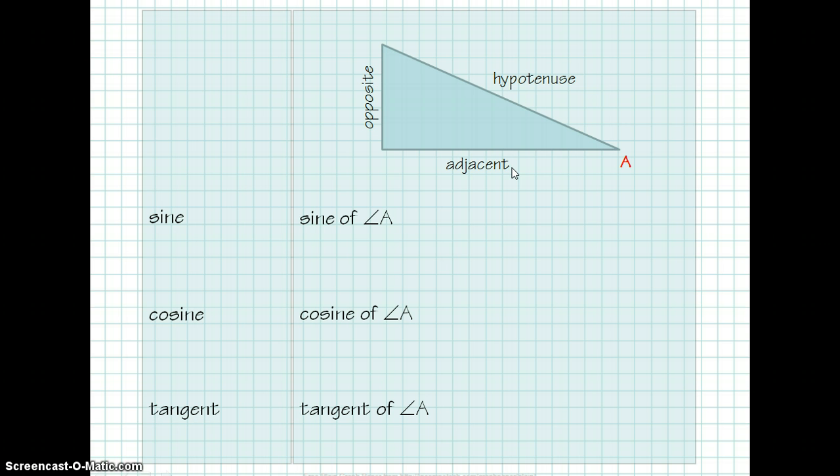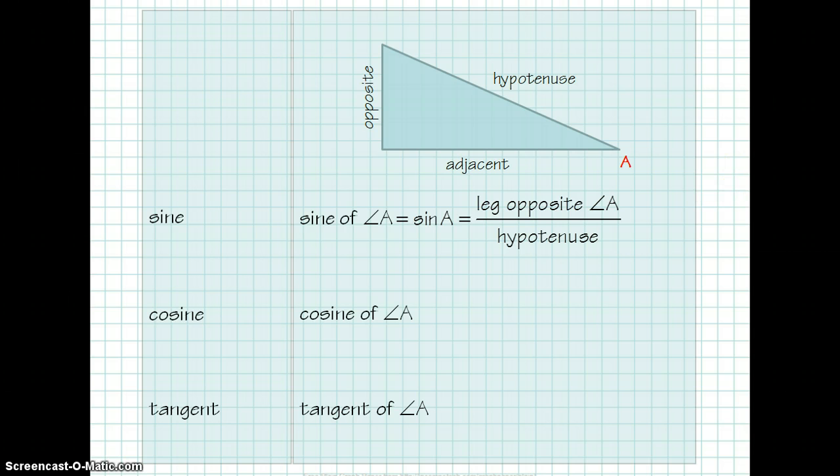And these three ratios are defined in terms of the hypotenuse, the opposite, and the adjacent sides. The sine of angle A is the leg opposite angle A divided by the hypotenuse. This is abbreviated SIN, but we pronounce it sine instead of sin. This is not sin, this is sine.